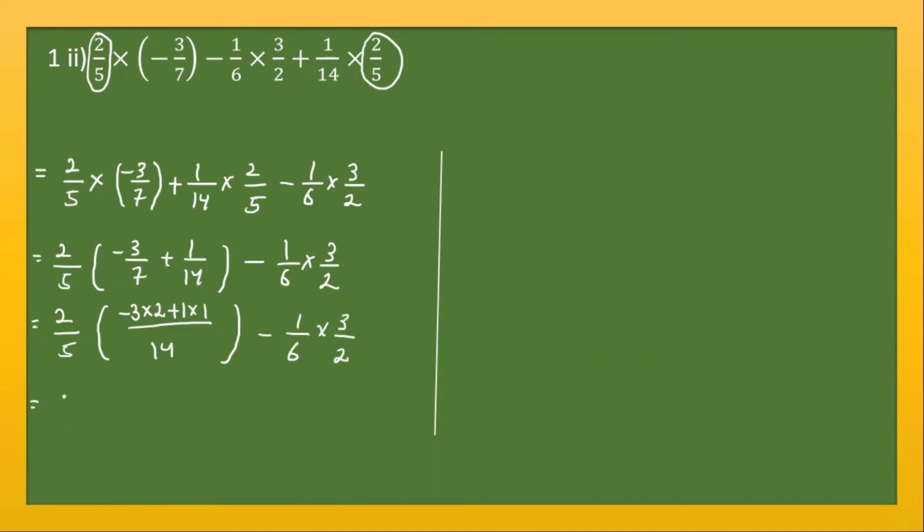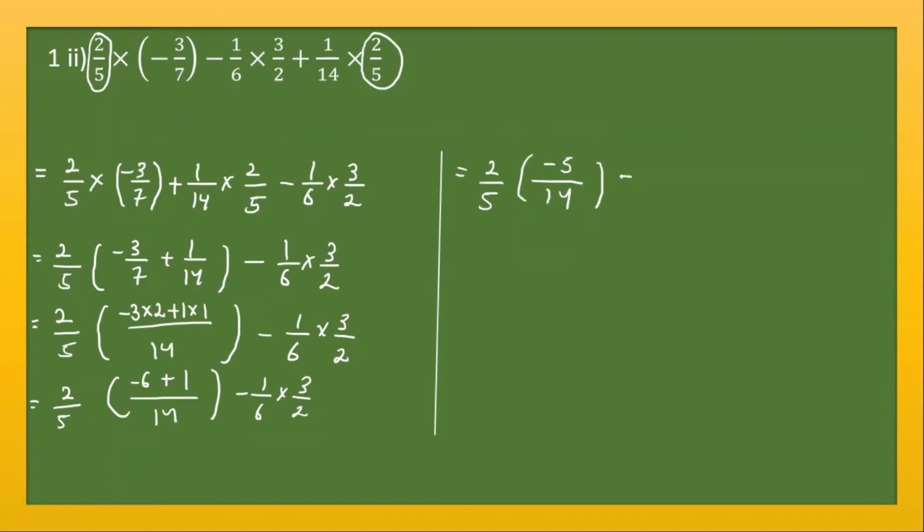Now let's solve it this time. 2 by 5. 3 multiplied by 2 will be 6, and since it's minus, it's minus 6. And 1 multiplied by 1 is 1, divided by 14. And it will be minus 1 by 6 multiplied by 3 by 2. All right. So let's solve the rest of the portion. So it's 2 by 5, minus 6 plus 1 will be minus 5, divided by 14. All right. And minus 1 by 6 multiplied by 3 by 2. This is 6.